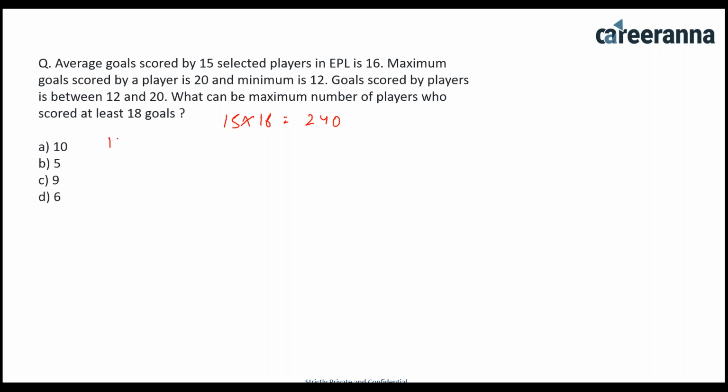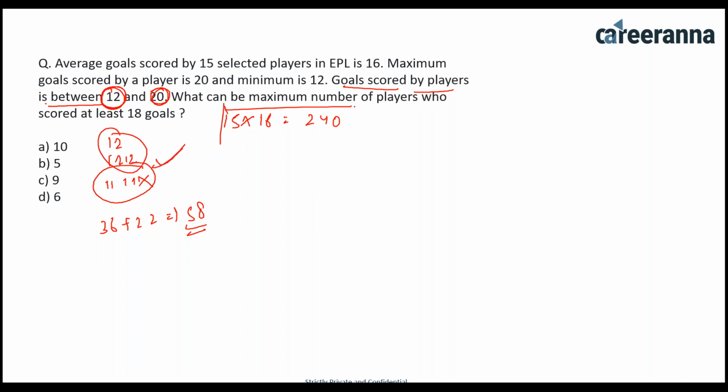Okay, Sandeep, you were saying 12, 12, 12, 11, 11, 36 plus 22. What is the value? 36 plus 22. Very good. It is 58. But as per the question, goals scored by players is between 12 and 20. Is it clear, Sandeep? You cannot take 11.